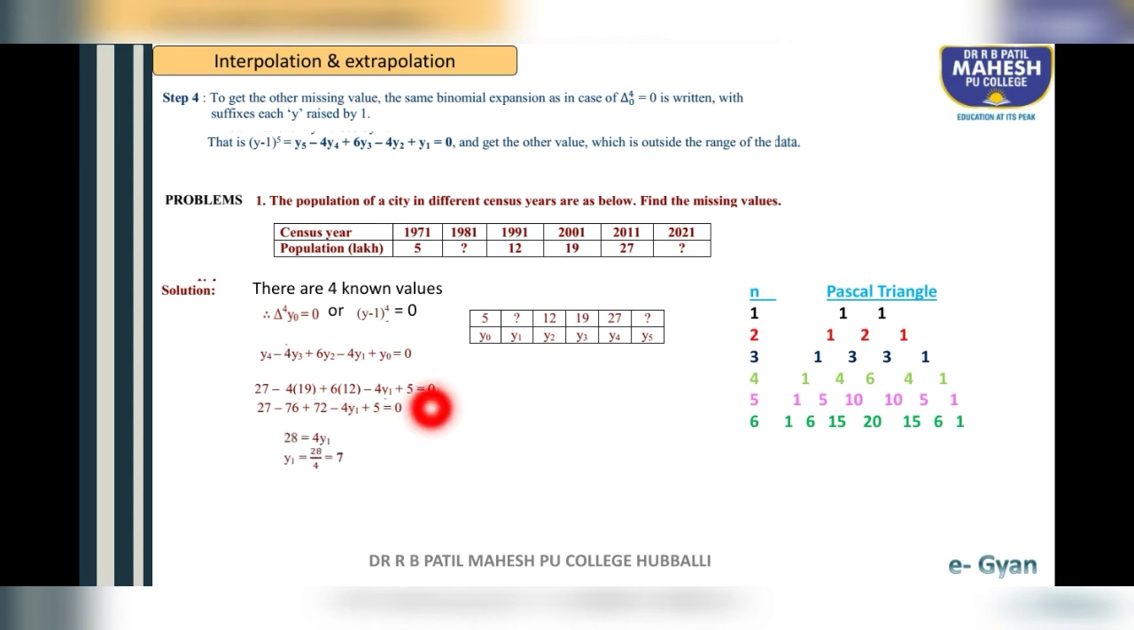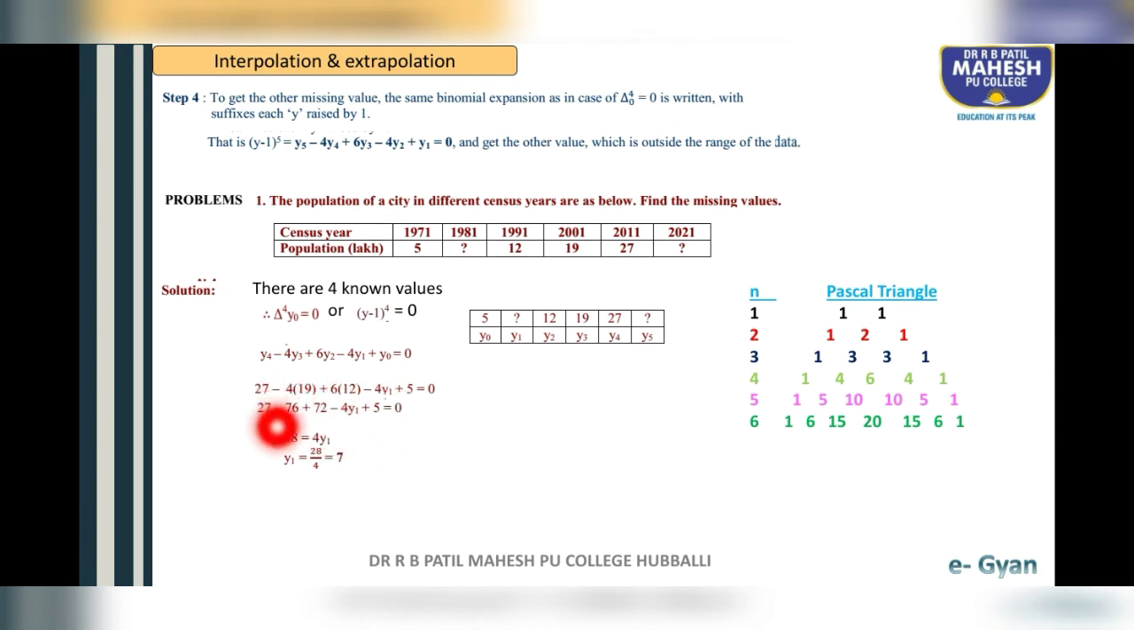So this becomes, students, first we add the positive values: 27 plus 72 plus 5. After adding the positive values, next take the negative values: minus 76 and minus 4y1. After solving this, it becomes 28. 28 is equal to 4y1. Therefore, y1 is equal to 28 divided by 4.